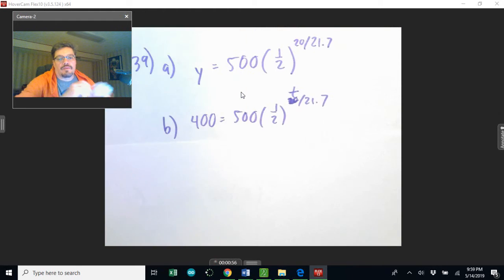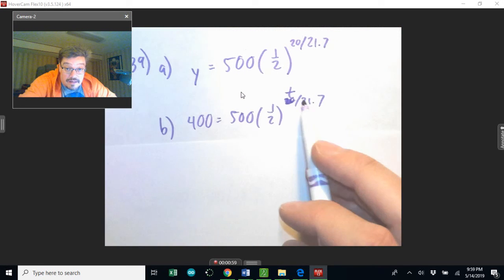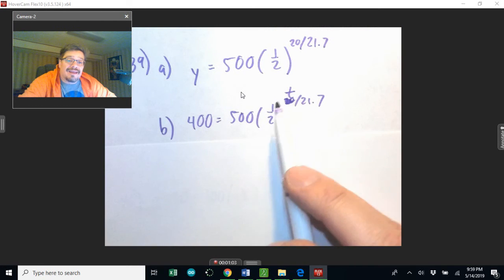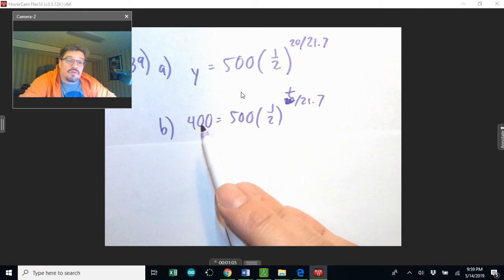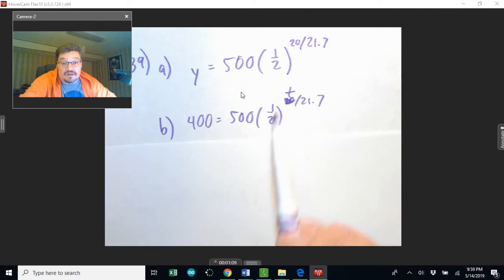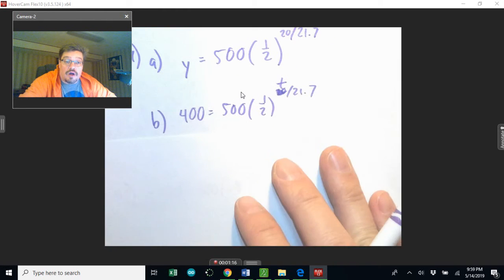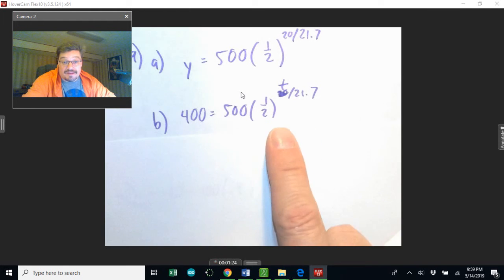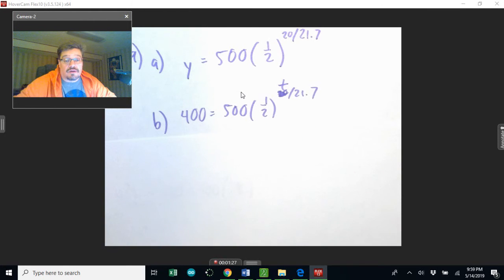B, here they want to know when, given this half-life, when is 500 grams going to equal 400 grams? This is the setup. That's it. So you want to solve for t. You would divide by 500, take the log of both sides. Divide by the log of 0.5 or the log of 1/2. Then you will multiply by 21.7. Okay? So I'm going to let you figure the rest out knowing that the answer is in Go Formative.